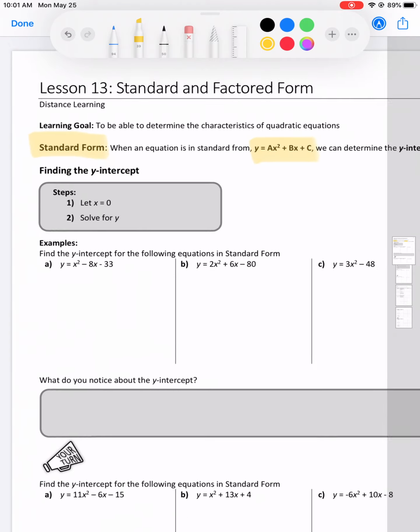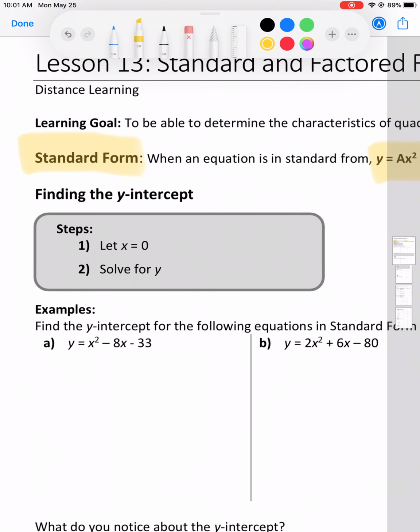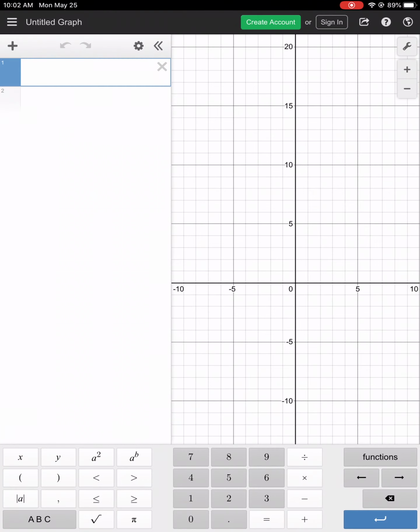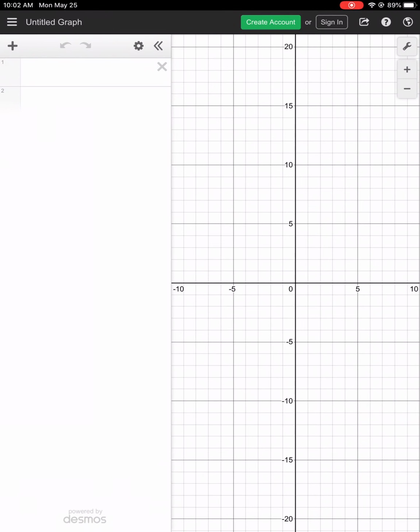So, finding the y-intercept when we are in standard form. We let x equal 0, and we just solve for y. It's super easy, because remember, the y-intercept is where the curve crosses the y-axis. Well, what does x equal for our y-intercept? It's 0, right? Let's say our y-intercept is at this 5.